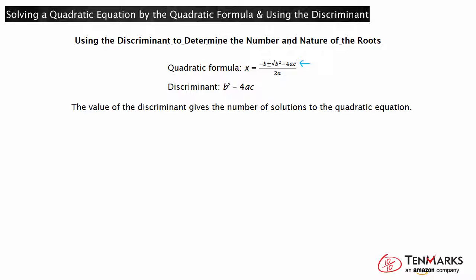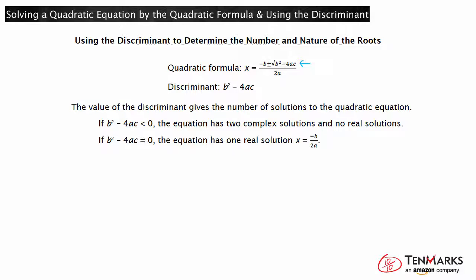As we saw in the previous example, if b squared minus 4ac is less than 0, this results in two complex solutions and no real solutions. If b squared minus 4ac equals 0, the square root will have a value of 0, and this results in one real solution, namely x equals negative b over 2a. If b squared minus 4ac is greater than 0, the square root will have a real number value, so the equation will have two real solutions.